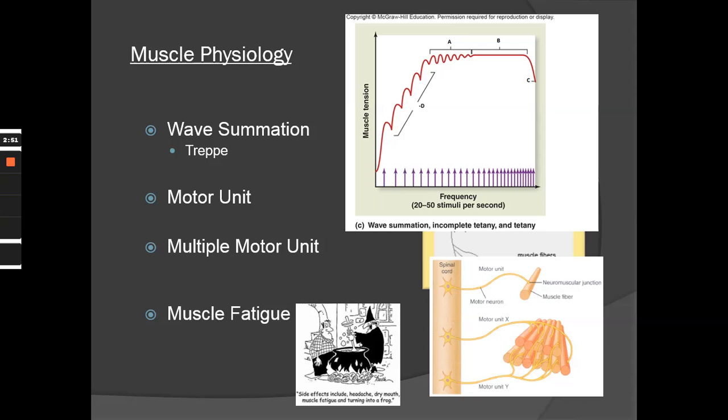If you're looking at the graph, you see muscle tension and frequency of that stimulation. That's going to result in a greater tension in that muscle, and therefore a greater force of exertion for that muscle. So that's wave summation. In essence, what is wave summation? It is the result of a muscle getting repeated stimulation over time.